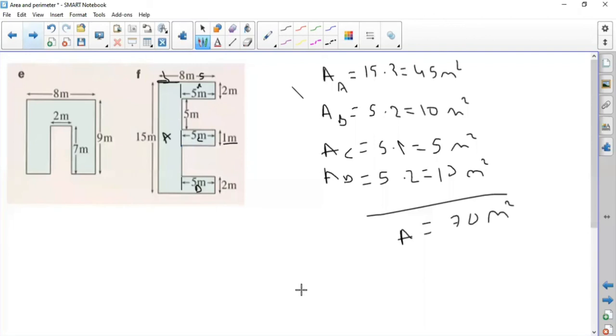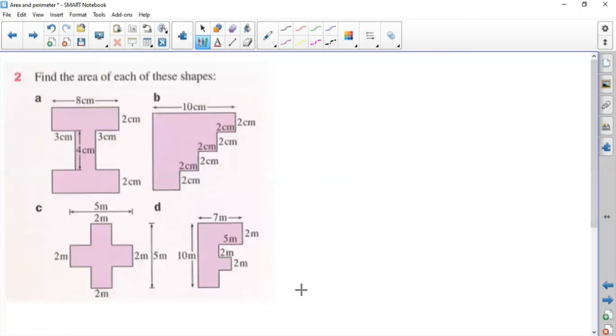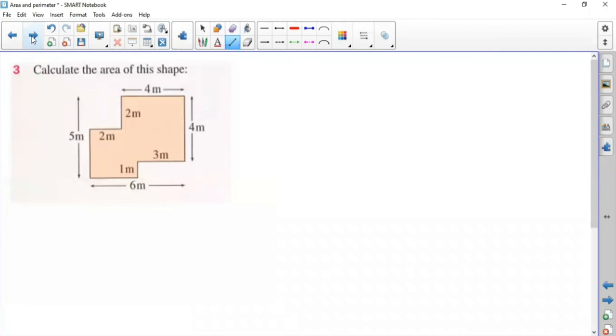Now, exercise 2 will be your homework. Again, you have to divide into rectangles. Maybe you'll have a bit of difficulty with this question. I suggest you divide this one into this kind of rectangles. Okay, if you divide like this, it will be easy for you. So this one is your homework, exercise 2. Now let's see exercise 3.